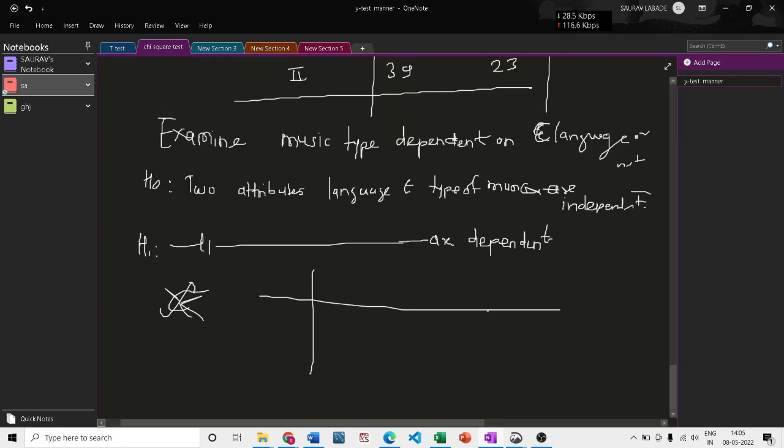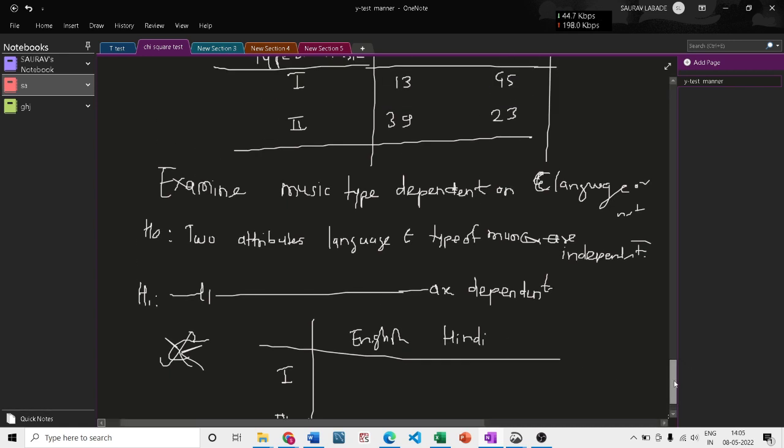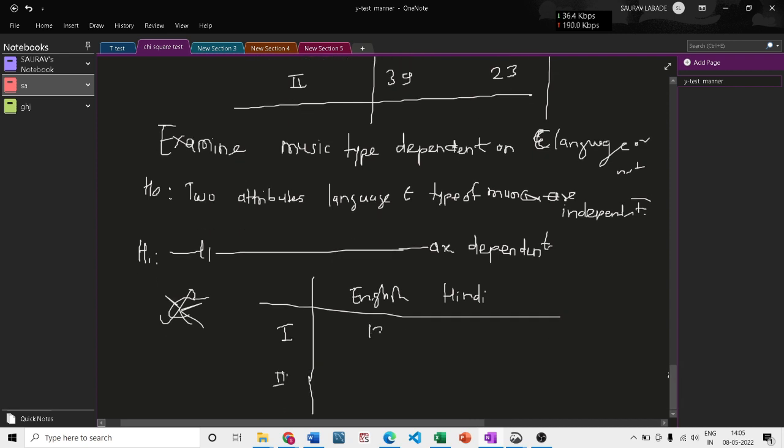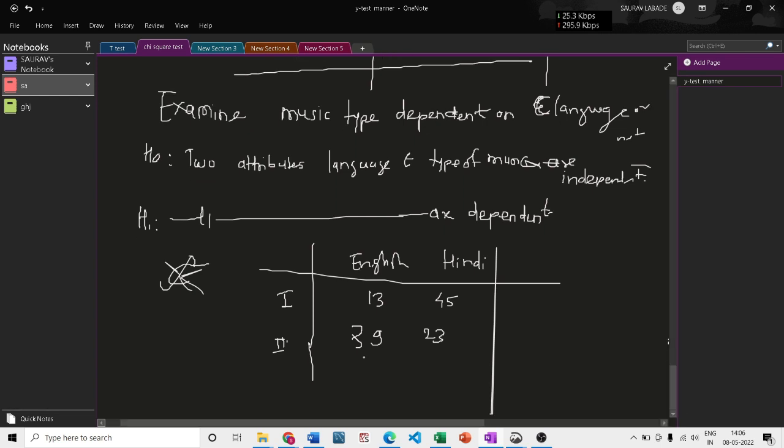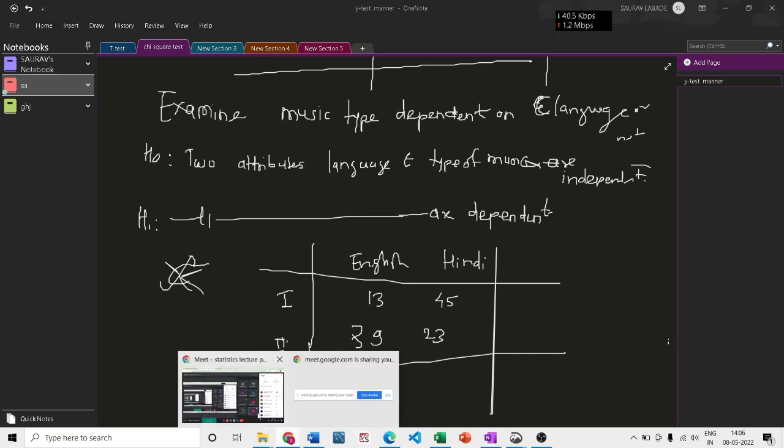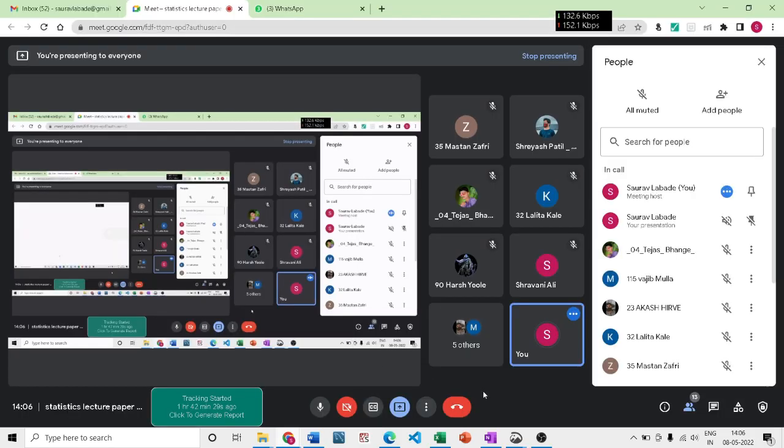So I will just make that table again. Here it is type first music, type second music. Again the language is English and Hindi. Okay, these two languages I have, and the numbers are 13, 45, 39, and 23. Now just find out the totals. What are the totals I get here?